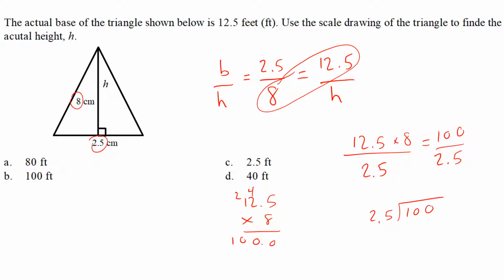So 2.5 into 100. You have to move the decimal one time here, put it right there, and I need to put a 0 in there. So the 25 does not go into 1. It doesn't go into 10, but it goes into 100 4 times, which is 100. And that's 40. Yep, I was right. 40. Right here, D.